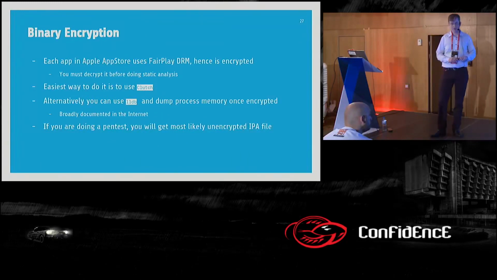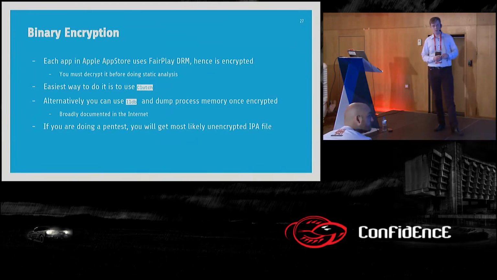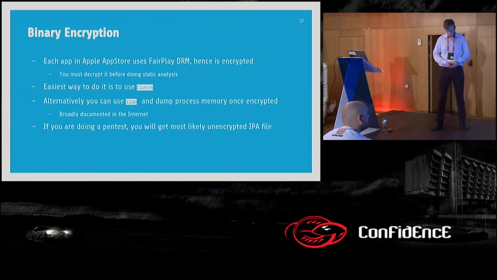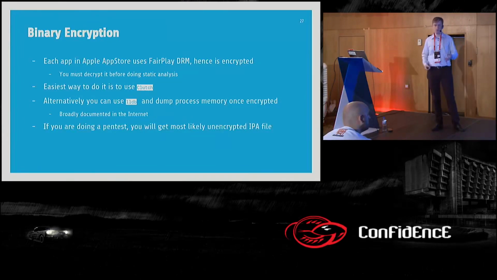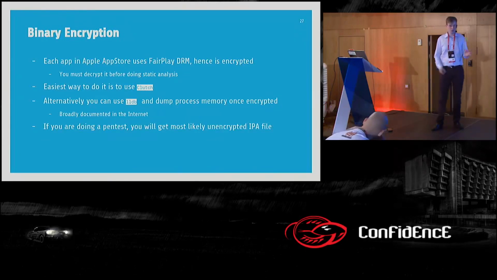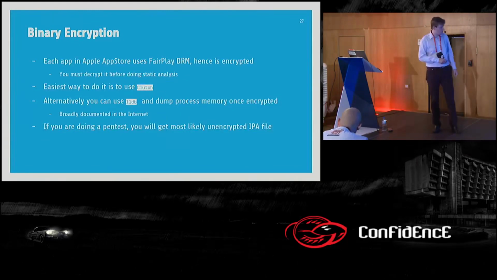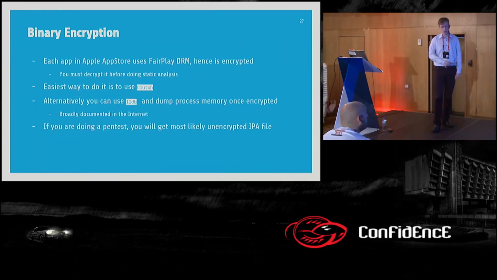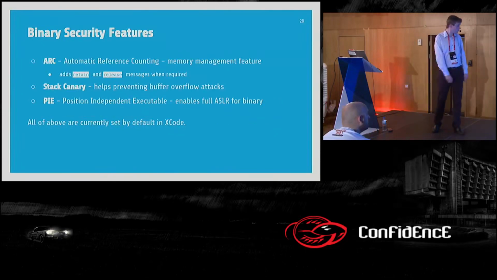Now, the binary encryption. Actually, this applies only to the binaries that you download from the Apple App Store, because the App Store uses FairPlay DRM, which means that the binaries are encrypted. Now, obviously, if they run on the device, they must be somehow decrypted, so you can get them. But if you download the IPA from the App Store and put the binary into Hopper, IDA Pro, whatever, you'll get garbage because it's encrypted. Now, there are some tools that do it for you. You just give the tool, which is called Clutch, the binary, and it decrypts it. Alternatively, you can use a debugger, and I recommend doing it on your own. I won't go into details because it's broadly documented on the internet. No point in repeating it here.